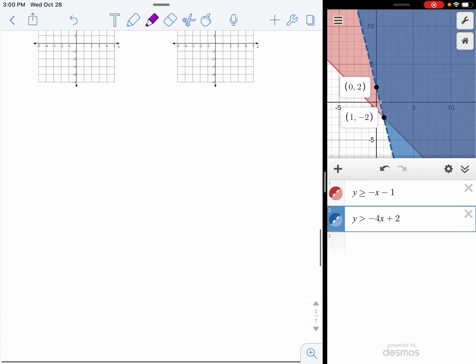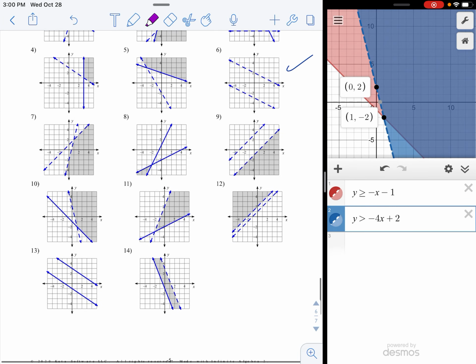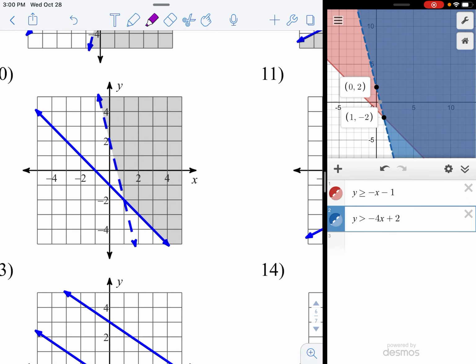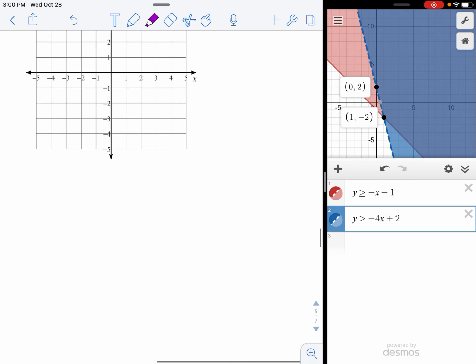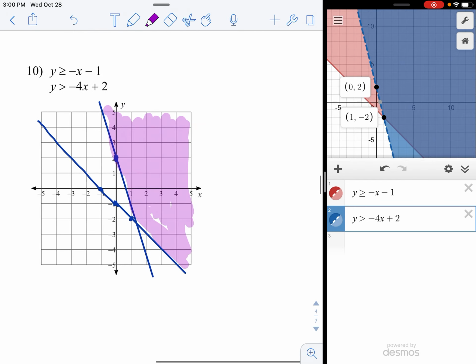Let's check number 10. And there it is. Looks perfect. Looks just like the Desmos screen. Did I do solid and dotted? I didn't, did I? Nope. Okay, I got this one wrong. I would lose points on this. I'm just failing all over. That was supposed to be a dotted line. Okay.